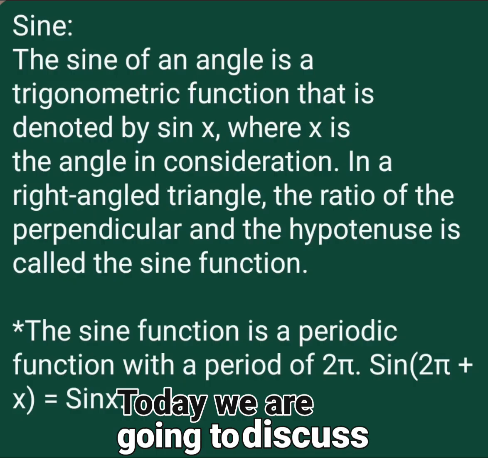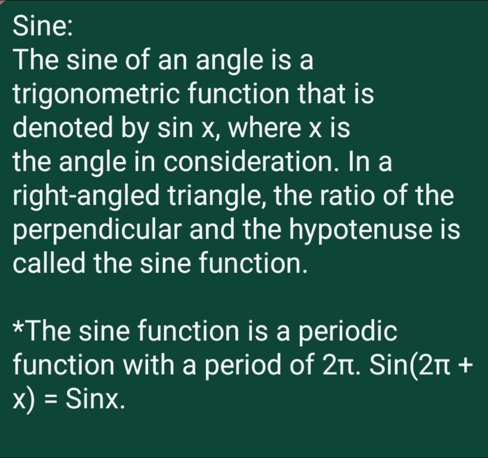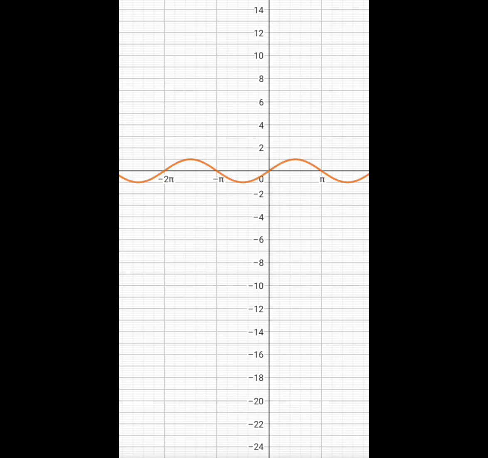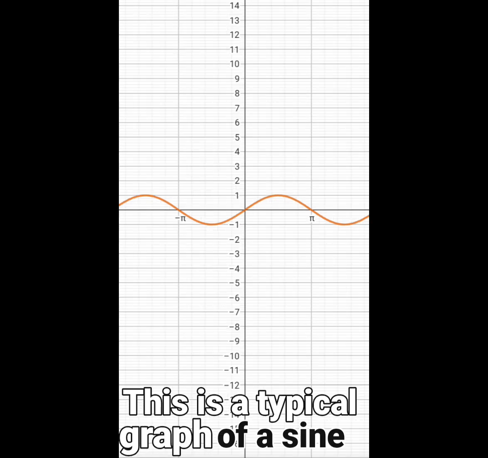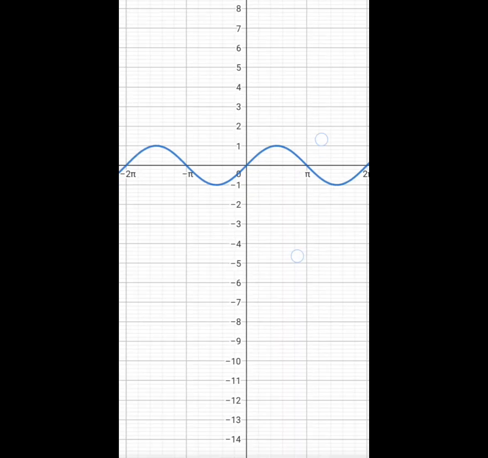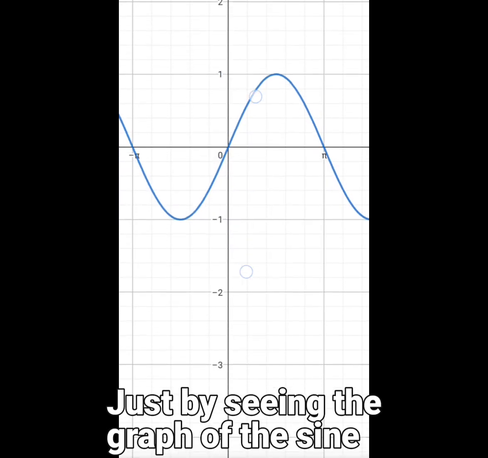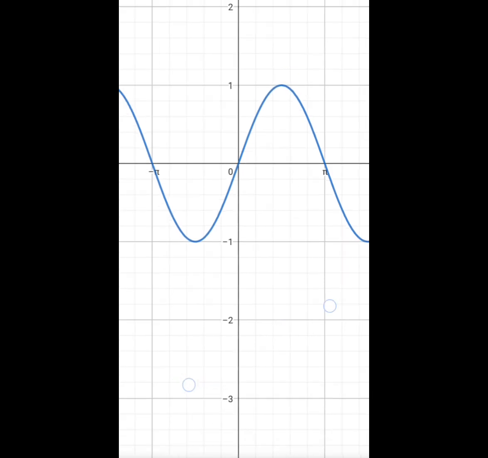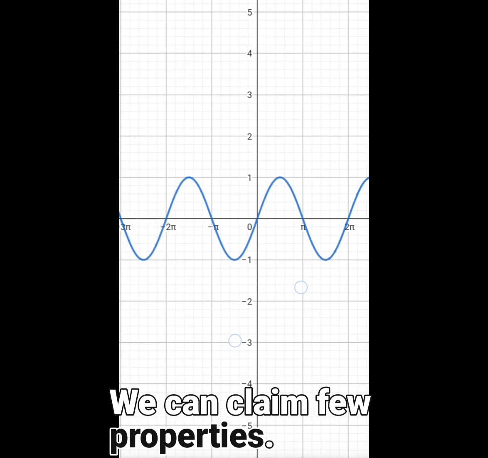Today we are going to discuss the sine function. Let me explain it graphically so that we can understand this definition. This is a typical graph of a sine function. Just by seeing the graph of the sine function, we can claim a few properties.